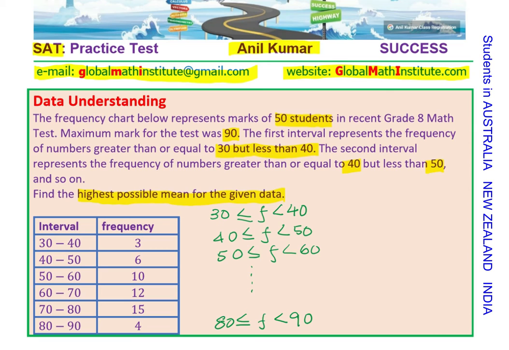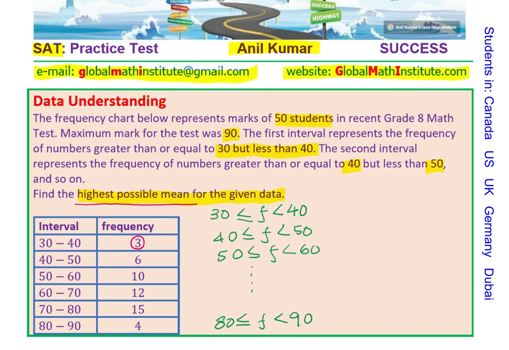Now we need to find the highest possible mean. So how do you get the highest possible mean? Well, in the frequency table, we know that there are three students who got marks between 30 and 40. But we really don't know how many marks each person got. That data was lost in converting the information into this frequency table. So if you're looking for the highest possible, we can assume that these three students got 39. They cannot get 40, right? So we assume they got 39 for the highest marks.